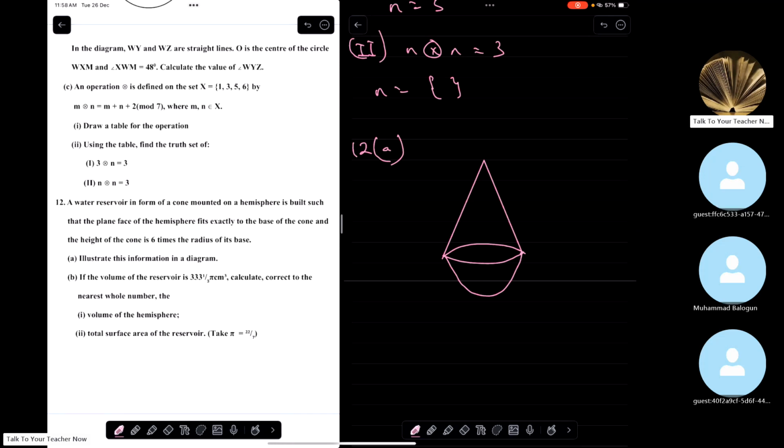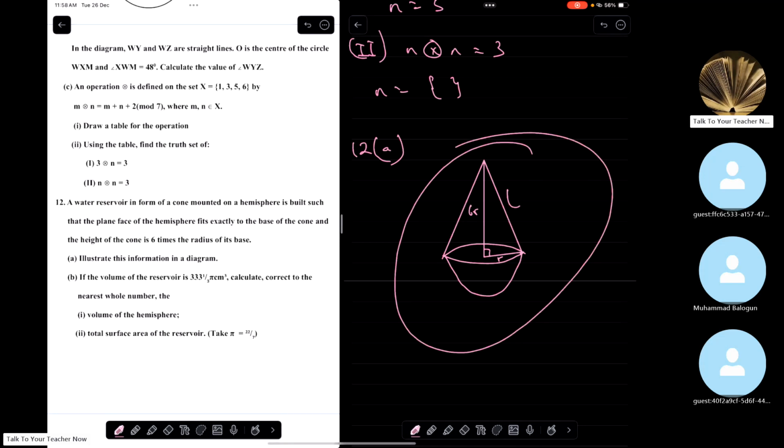So look at that. What did they say? They said the height of the cone is 6 times its radius. This is the height of the cone, and this is its radius. Height is 6r and radius is r. Do you understand? This is going to be slant height L of the cone. Of course, you know that this is a right angle. This is the radius of the base of the cone. Now, what's the first question? Illustrate the information. That's the illustration.